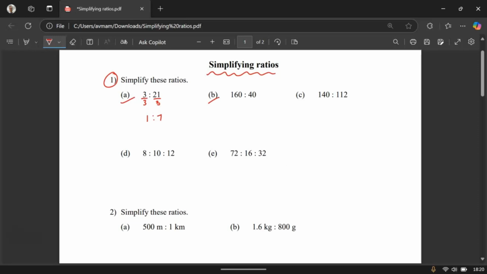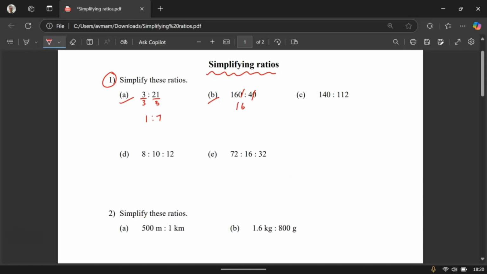Part B, in this case we can cancel the zeros, and then now we have 16 to 4. You can divide by 2, but the highest common factor is 4. So divide both sides by 4. You will have 4 to 1.